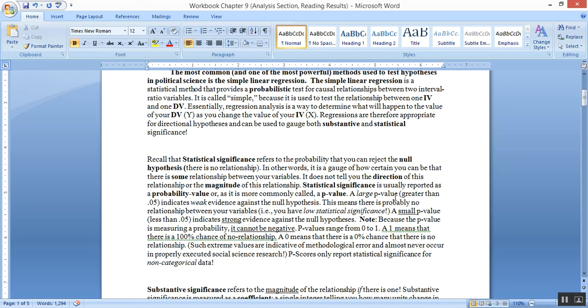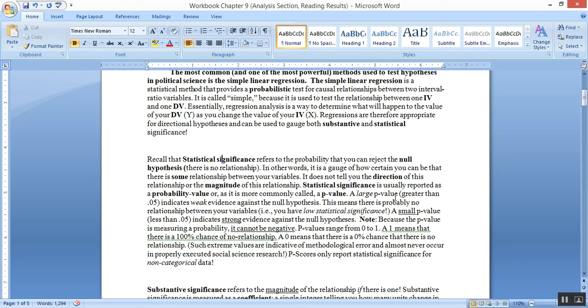But it does not tell you which you have. It doesn't tell you whether that relationship is positive or negative. It just tells you, hey, look, I am so and so certain that there is a relationship. A p-value can range from 0 to 1. It cannot be negative because it's measuring a probability. The probability that there is a relationship or that there is not a relationship.